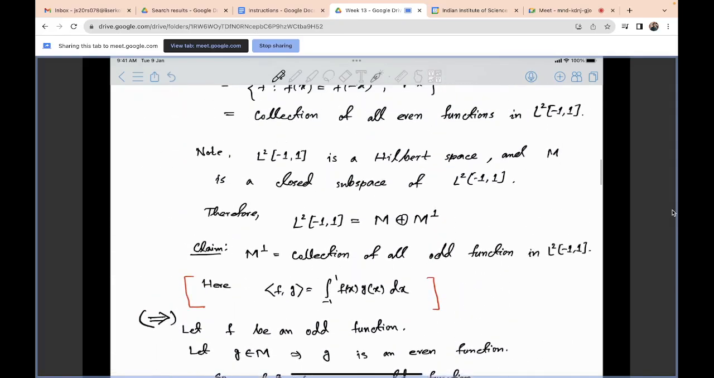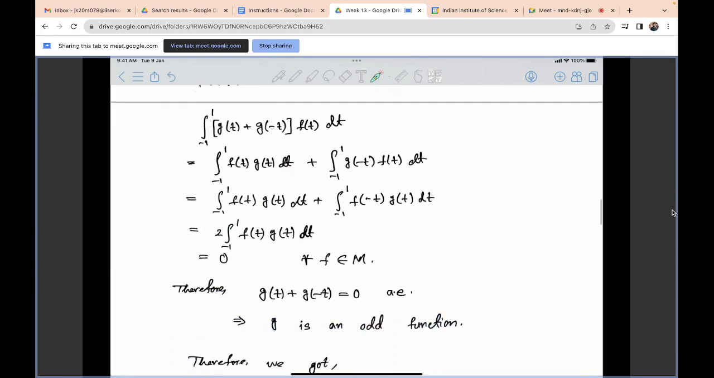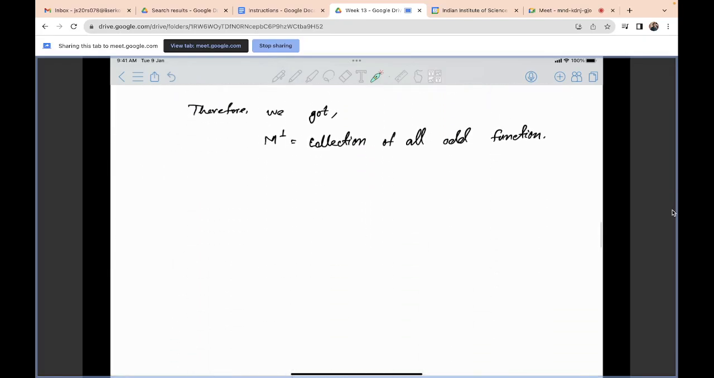So we have denoted L2 in terms of M and M perp. This M is the collection of even functions and this M perp is the odd functions. And note that this direct sum means their intersection is only the zero function, right? So zero function.